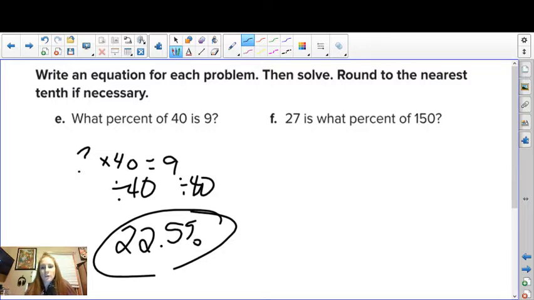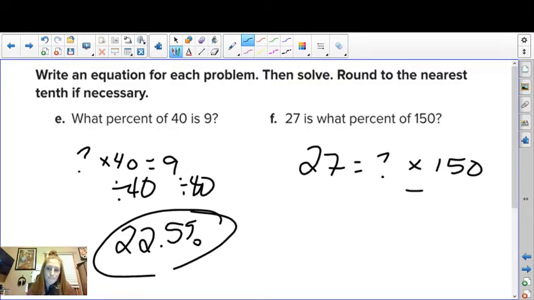27 is what percent of 150? Divide both sides by 150. Should get 18%.